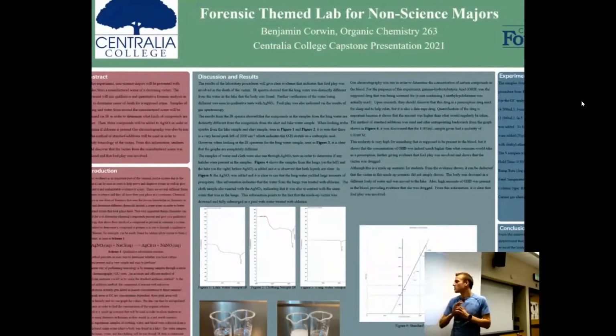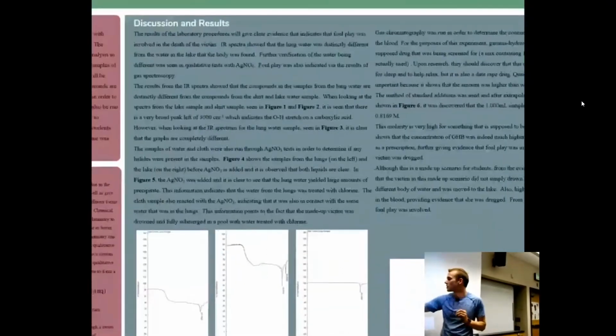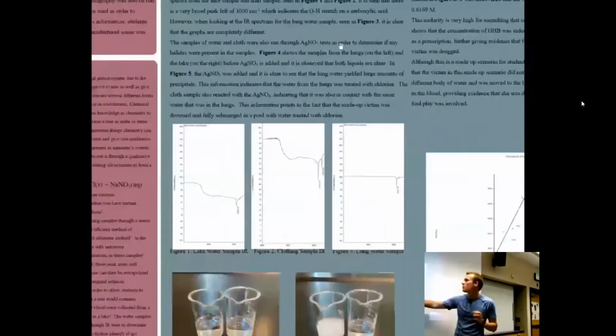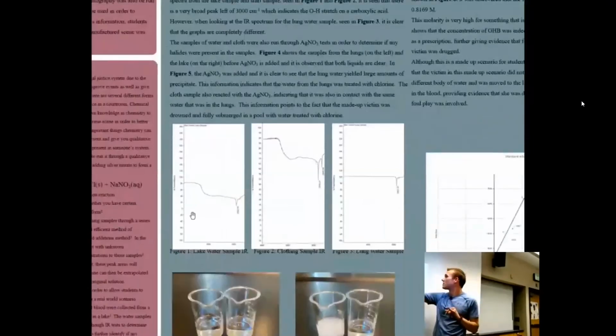From our graphs here, we have figures 1, 2, and 3. The first two are of the lake water and of the lung water, and you're going to see that we have organic compounds present. The main thing to observe is the peaks showing compounds present. And if you look at figure 3, you'll see that there's not really anything present there.